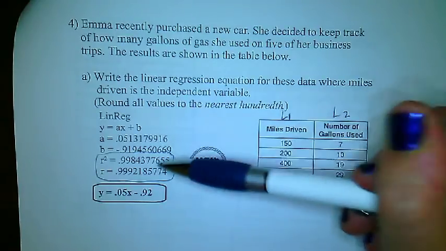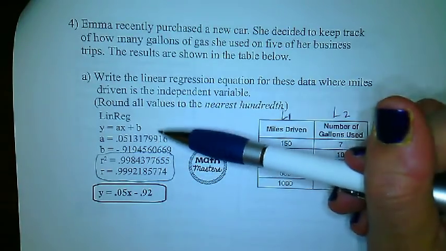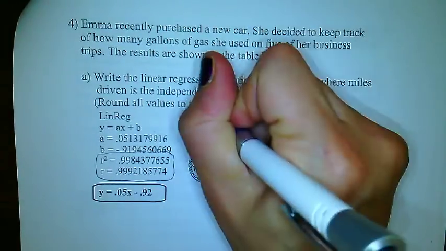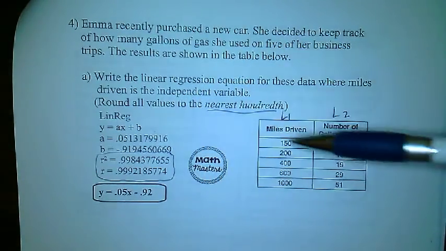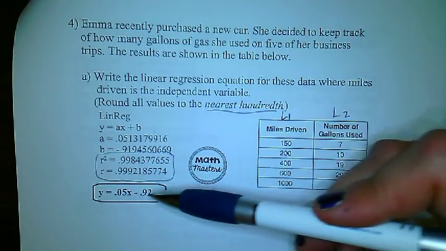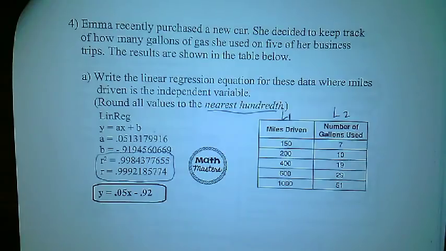The big thing here is to make sure that you guys write down what you get in your calculator, and then you need to correctly round to the nearest hundredth. Please be careful with that. Okay, so it was 0.05x minus 0.92. If you put a little 0 in front, even better.